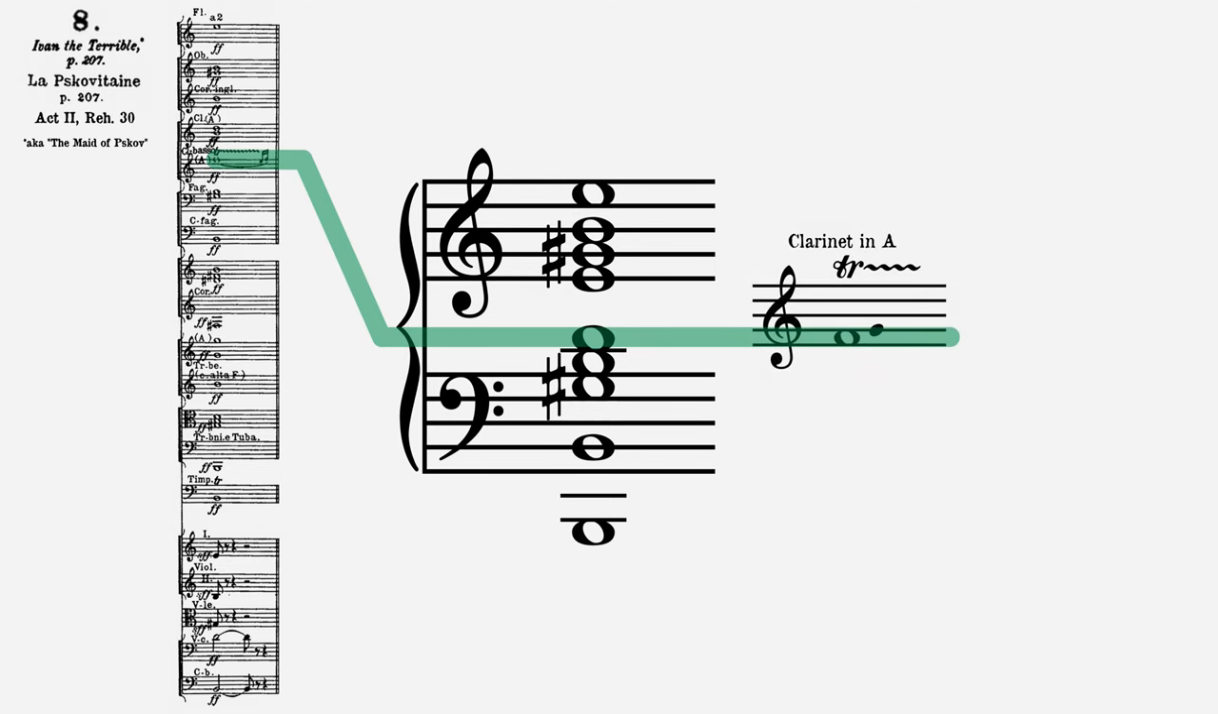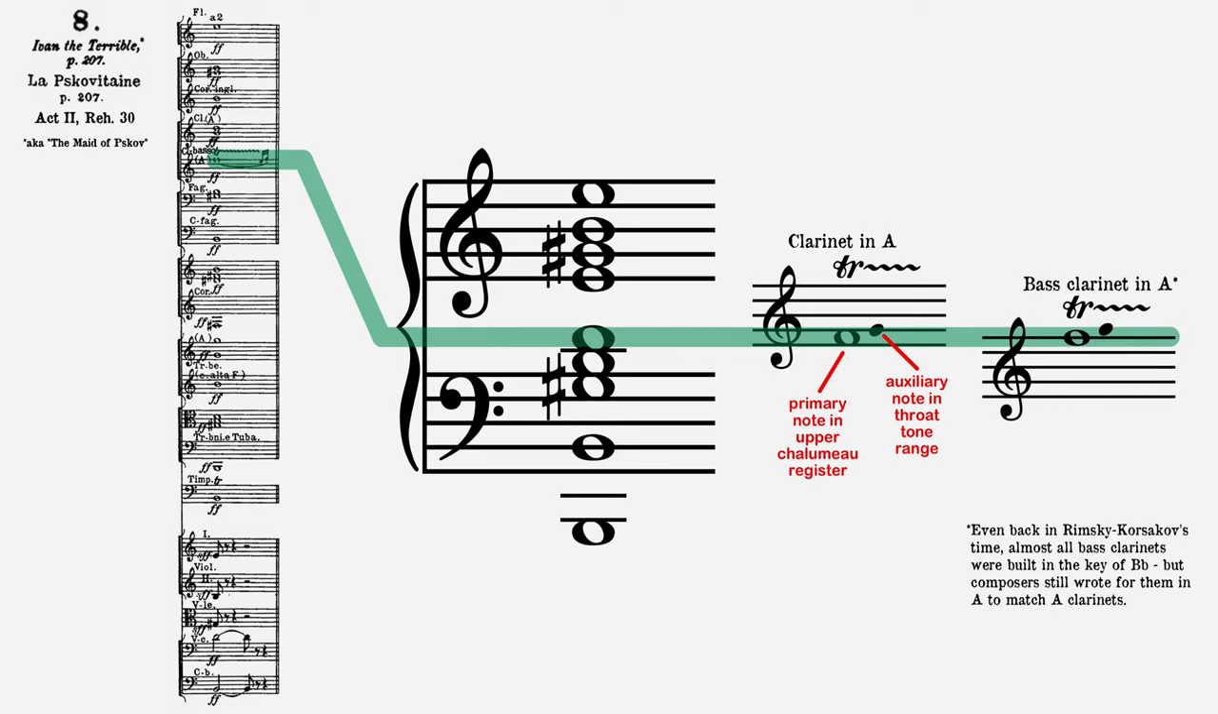On a standard A clarinet, that sounding D would be a written chalumeau register F at the bottom of the treble staff, trilling back and forth with a throat tone G. Rimsky-Korsakov probably wanted to avoid the thinner sound that would result, so he simply gave the trill to the bass clarinet, which would play it with a richer, darker color in its clarino register, written an octave higher.